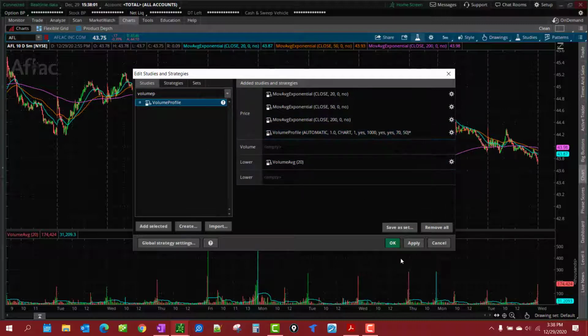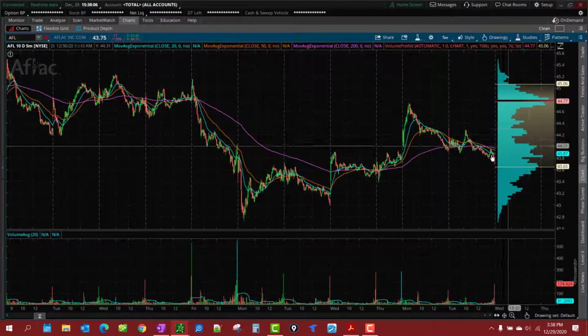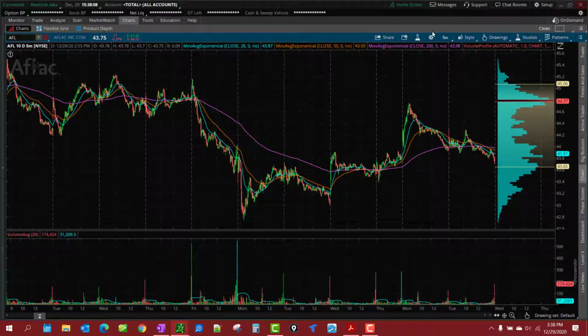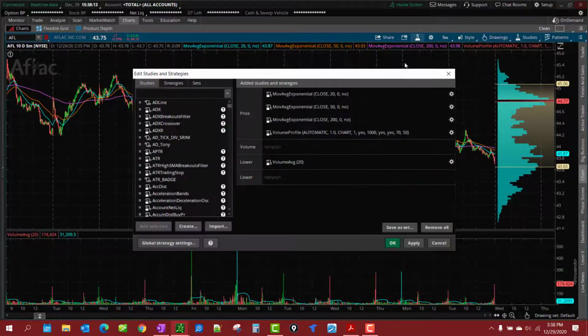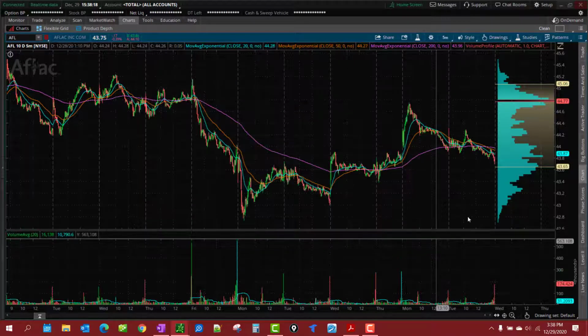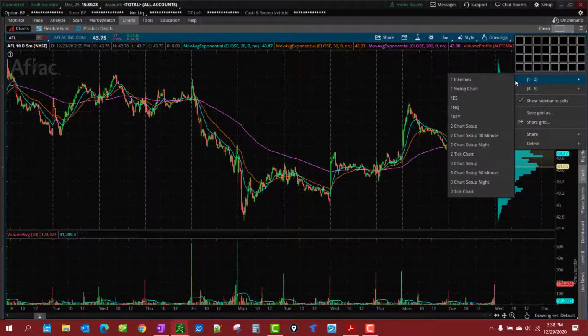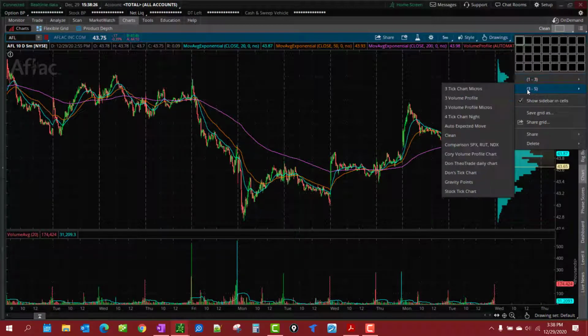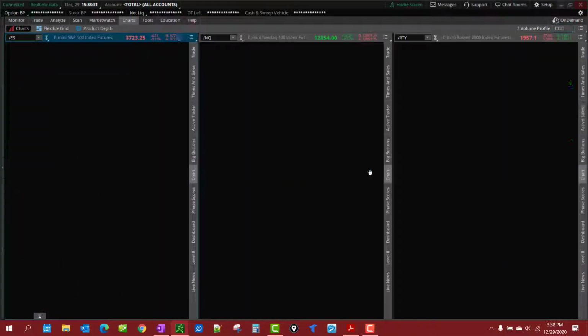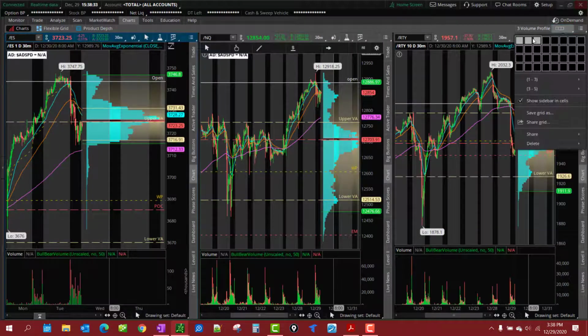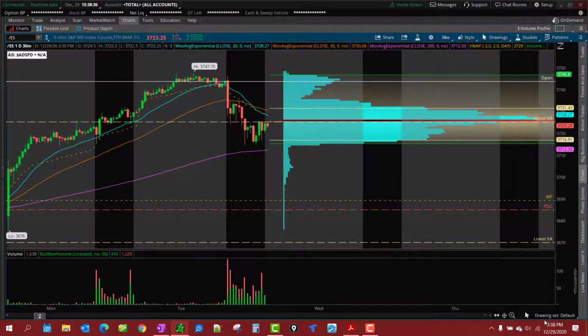Now I use the defaults, and this is what it looks like. That's the volume profile with the defaults on a 5-minute chart. Actually, I'm going to leave this on. I'm going to need to come back to that. Anyhow, let's go back over to this one. Take my drawings off.